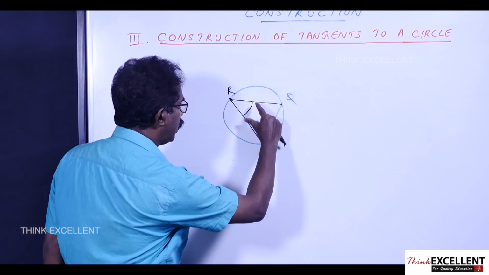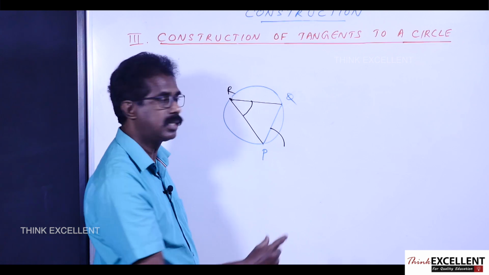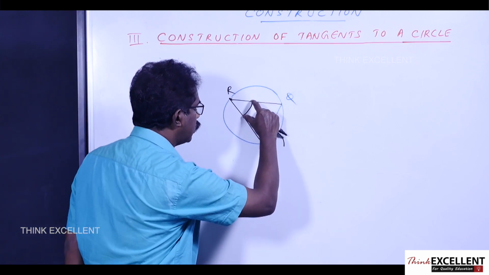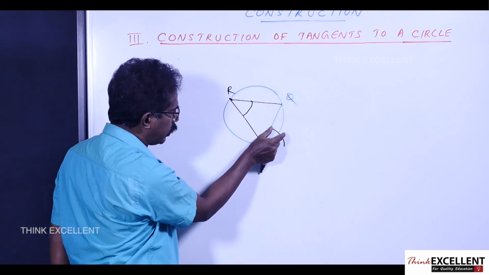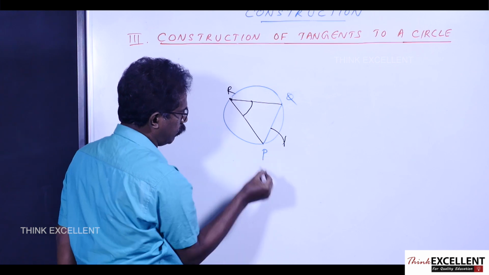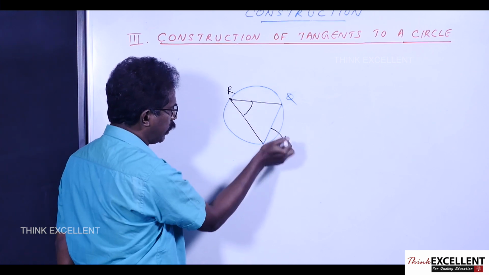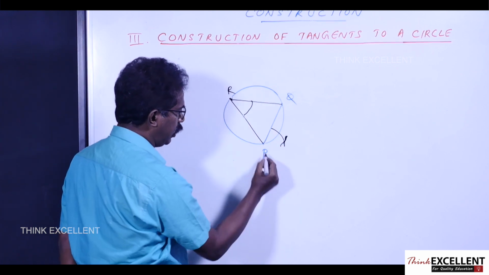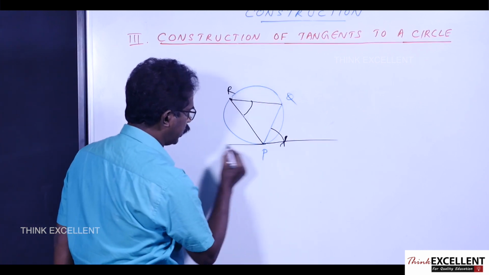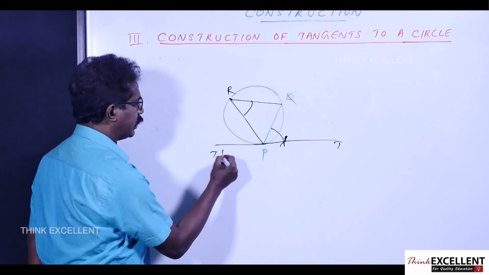Now measure this length using the compass, keep the pointer here, and cut this. Measure this, keep the pointer and cut it. You will get a point here. Join those two and extend it. This is the required tangent.